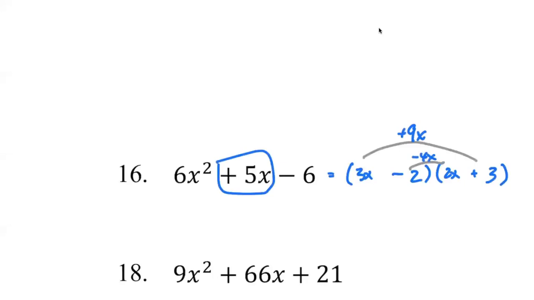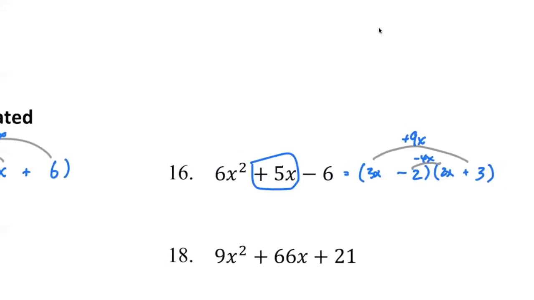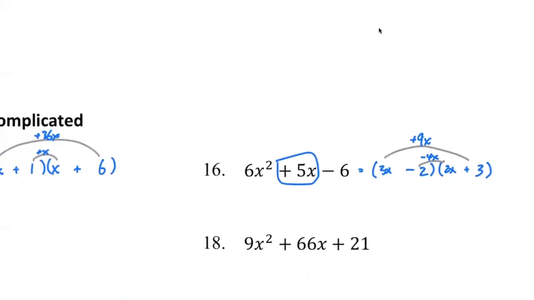And again, it's all about foiling. If you need help foiling, there are plenty of resources out there to help you, but make sure that you have two parentheses, then multiply, and that's where you do the foiling process. So that's how we do the factoring here.